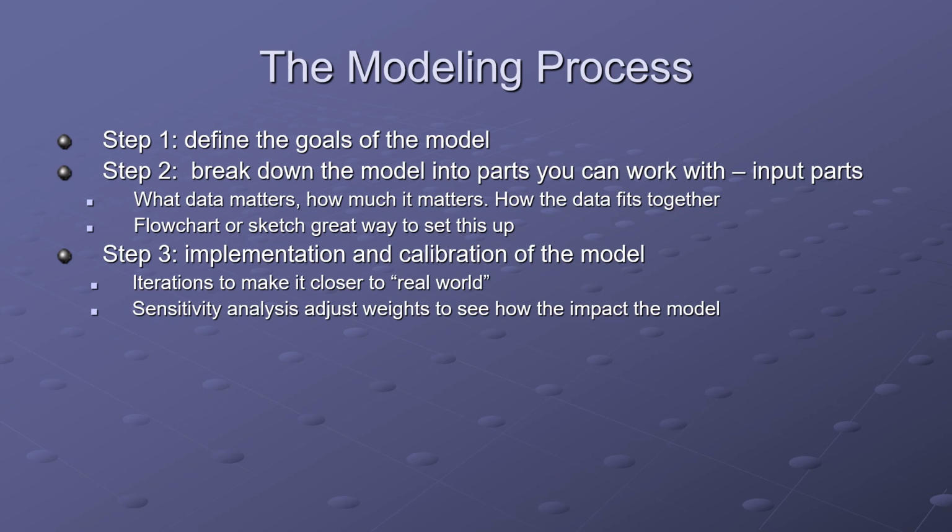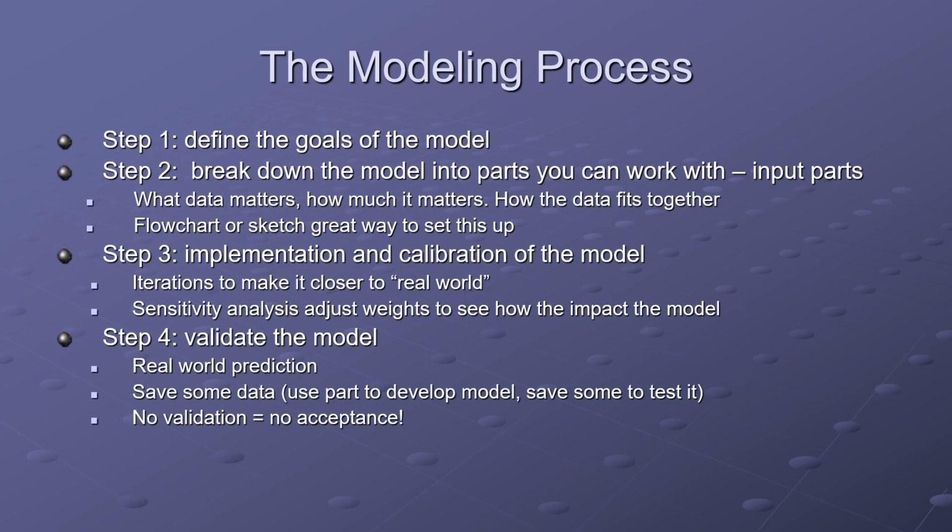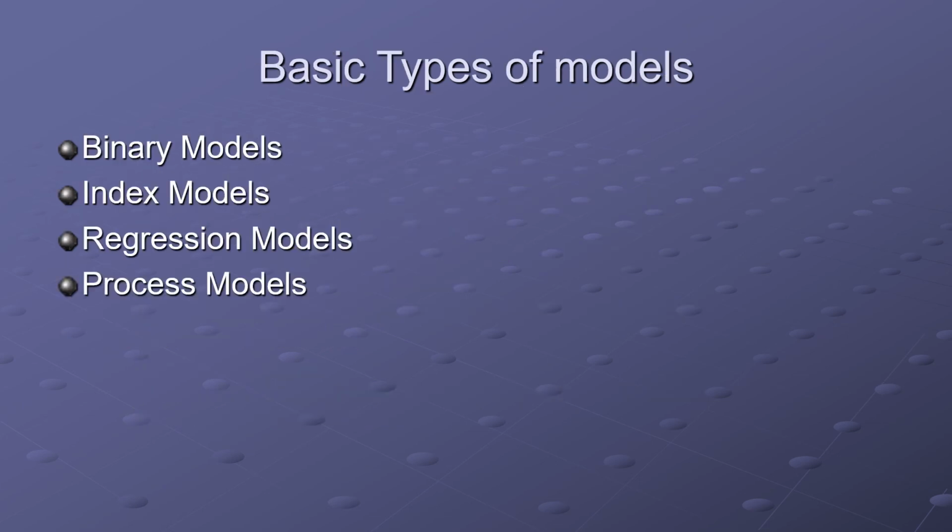Step 3 is you implement your model and calibrate it. In other words, you try to make it work and see how it's going to be in the real world. You do things like sensitivity analysis and all that sort of stuff. And at the end, you kind of validate it to see how it performs. There's 4 basic types of models, and I'm going to ask you some basic questions about them.